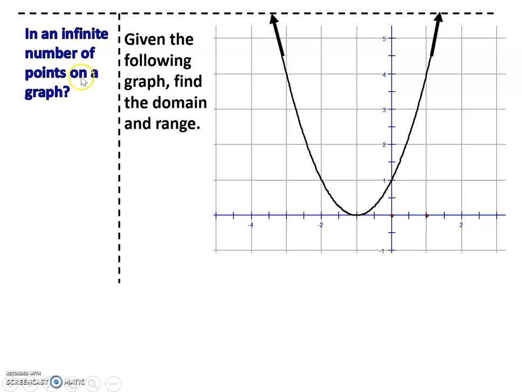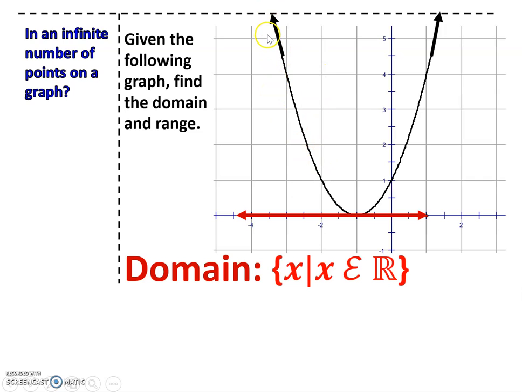Can there be an infinite number of points on a graph? Given the following graph, find the domain and the range. Okay, so I want you to ask yourself, does this graph go to the left forever, and does it go to the right forever? Remember, this is just a small picture of this graph. This is continuous with arrows on both ends, meaning it does continue forever.